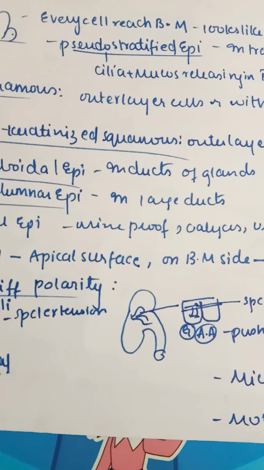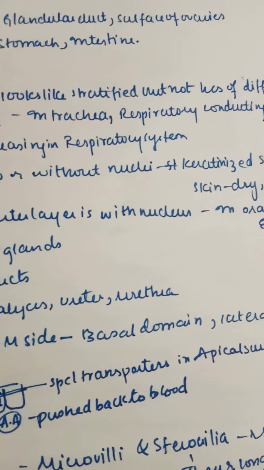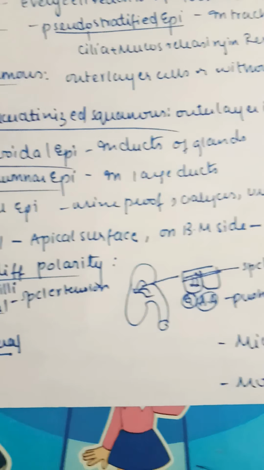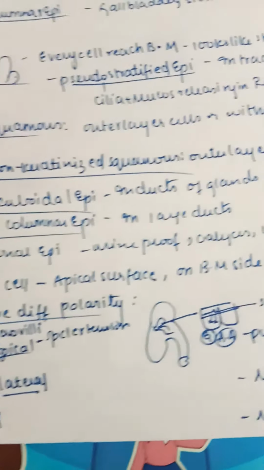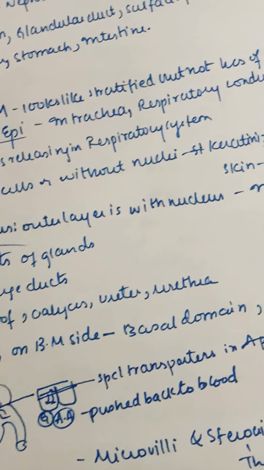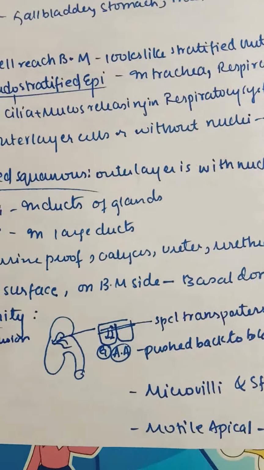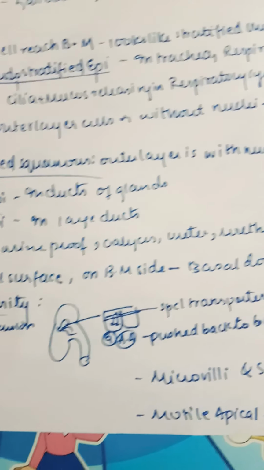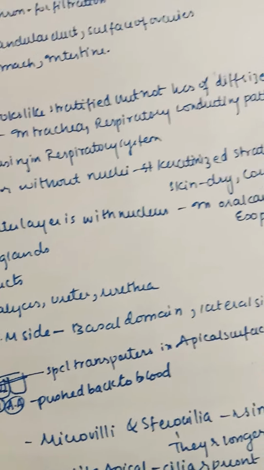And the stratified non-keratinized squamous is where the outer layer has a nucleus, and it is present in our oral cavity, vaginal area, and also in our esophagus. Next, let us check out the stratified cuboidal epithelium. It is mainly present in the ducts of the glands. Next, stratified columnar. It is present mainly in large ducts. Transitional, as we discussed, is urine proof, so it is present in the calyces, ureter, urethra, urinary bladder, etc.